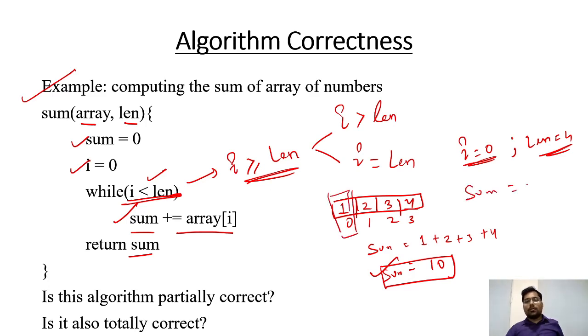Sum equal to sum plus arr[i]. Sum will be 0, then 1, so that will be your answer. We are going too far from the 10, because it is an infinite loop. Though we might get the correct answer as 10, we are far from it. Sometimes it is not stopping, so we are getting partially correct answers. It is wrong, it's not totally correct.